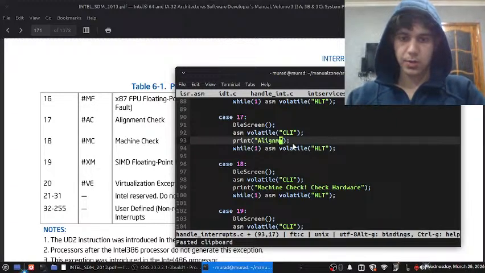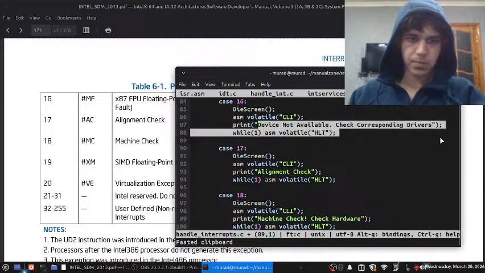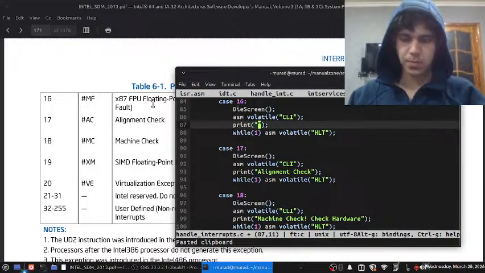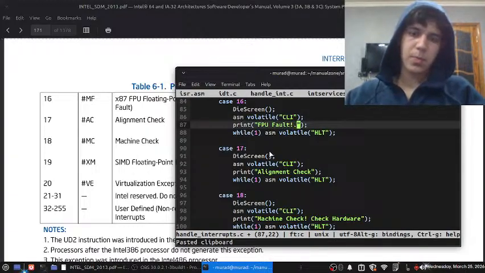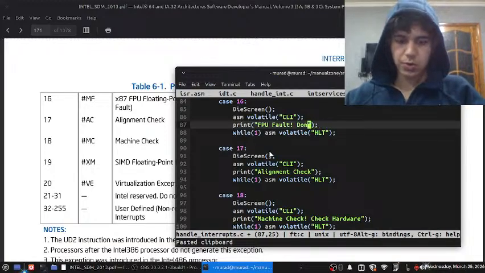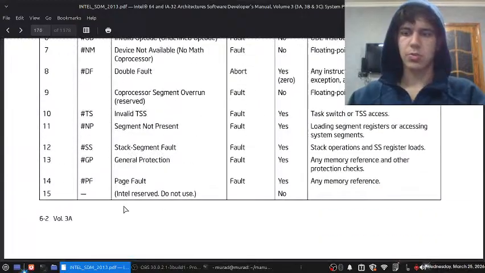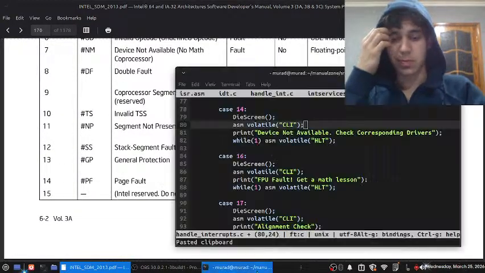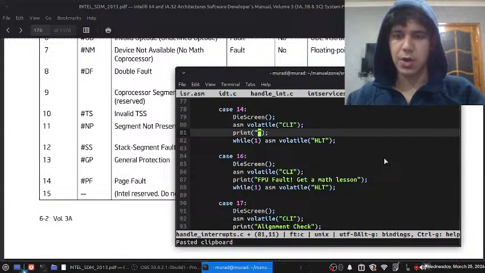Alignment check. A few faults. Do not do mathematical, get a math lesson, because a normal person knows that there is no zero division in math, because how can you divide your number by the void?